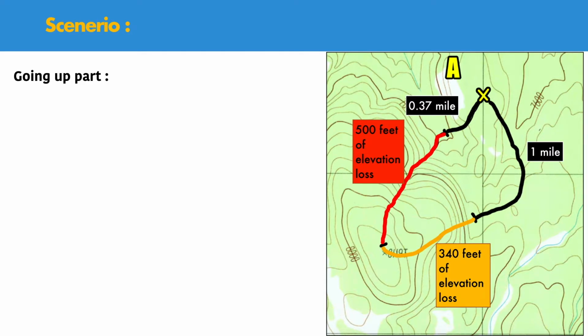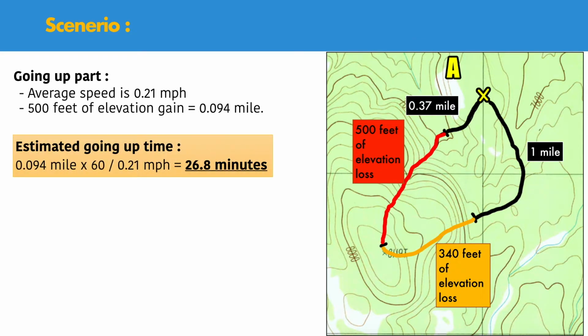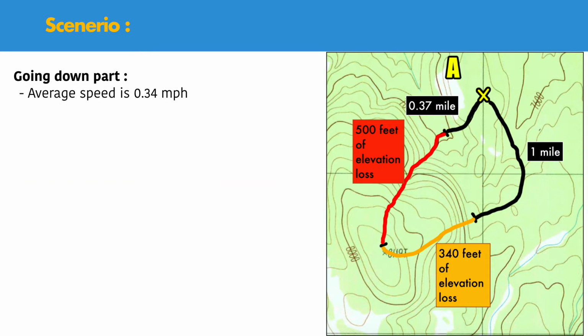For the uphill part, our average speed is 0.21 miles per hour. After we convert the 500 feet to miles, we get 0.094 mile. Now it's the same thing. 0.094 mile times 60 divided by 0.21 miles per hour equals 26.8 minutes.